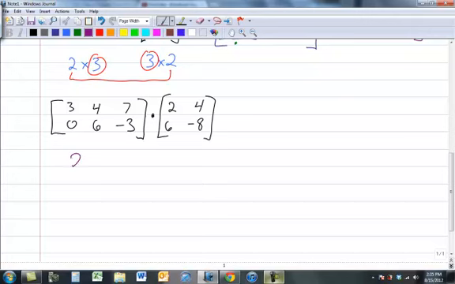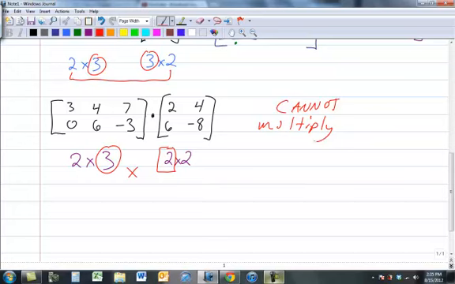This is a 2 by 3. And this is a 2 by 2. So, the inside numbers, you look at the inside numbers to see if we're allowed to multiply. 3 and a 2. Those are different things, right? So, because these don't match, the answer to this one is we cannot multiply.